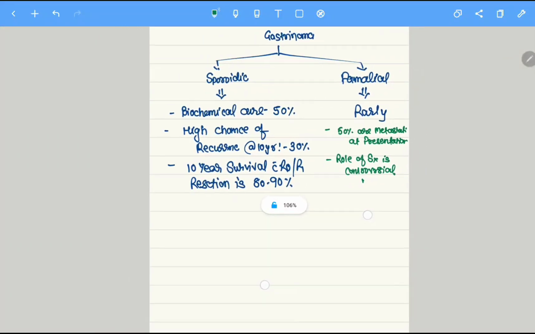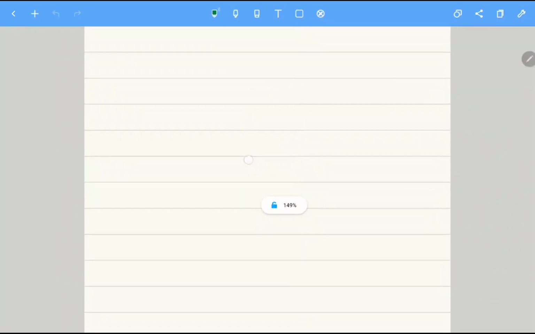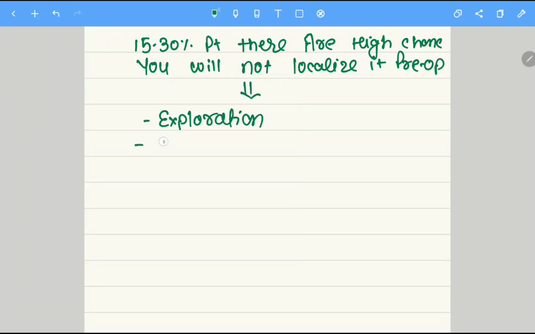In 15 to 30% of patients, we are not able to localize the gastrinoma preoperatively. So what will you do in that case? You will go for exploration. You will do wide Kocherization up to the body and tail of the pancreas. Then you will do intraoperative ultrasound.